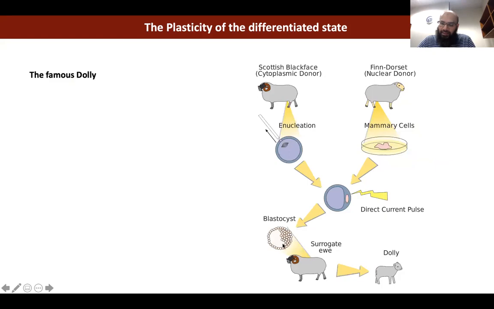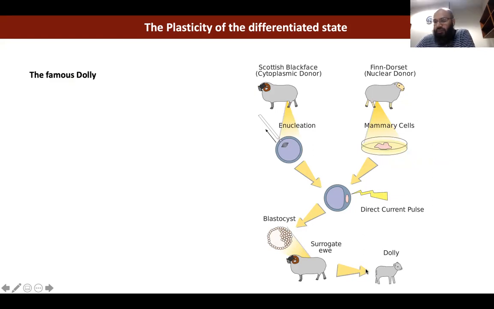And then it led to the growth of a full organism, which was completely identical to its nuclear donor, because the genetic material came from the nuclear donor.